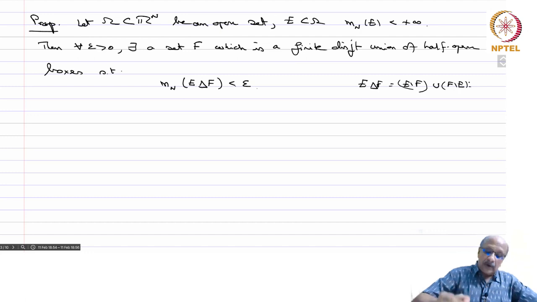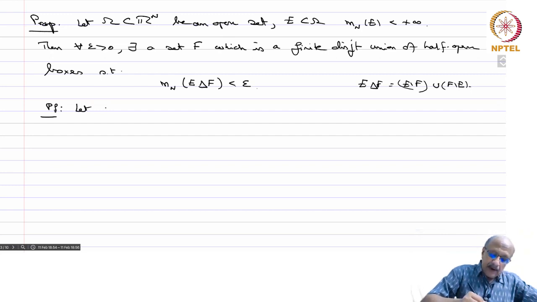So this is an approximation result. So you can approximate any measurable set of finite measure by means of half open boxes. Finite unions of half open boxes, which you must remember come from the original ring R. Okay. Proof.